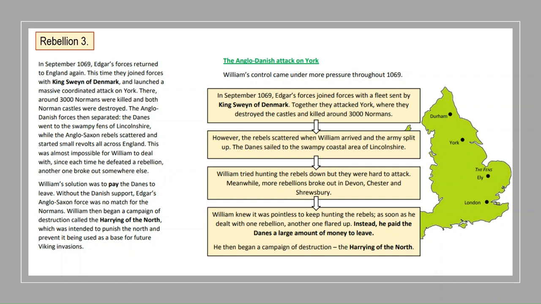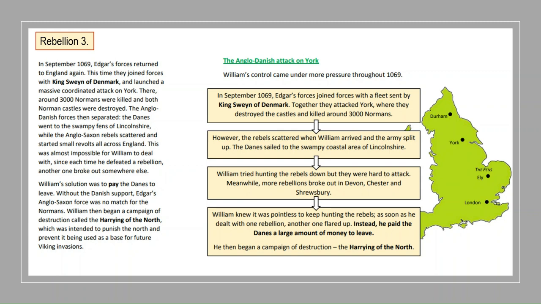This was almost impossible for William to deal with, since each time he defeated a rebellion, another one broke out somewhere else. So William gets really, really fed up with this. Every time he appears, puts down a rebellion, another one pops up somewhere else. So he's traveling around all the time dealing with them. So he needs to do something to make sure there aren't going to be any more rebellions ever. William's solution was to pay the Danes to go away. Without Danish support, Edgar's Anglo-Saxon force was no match for the Normans.